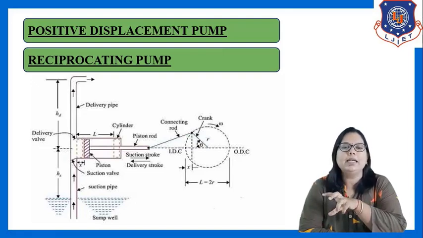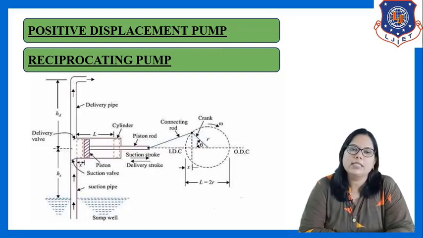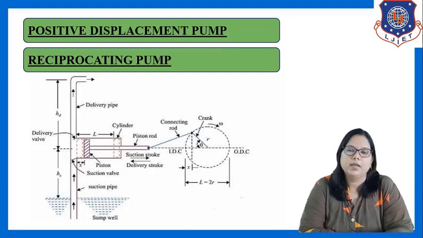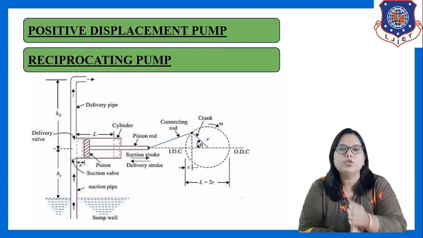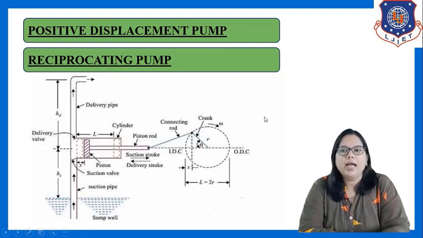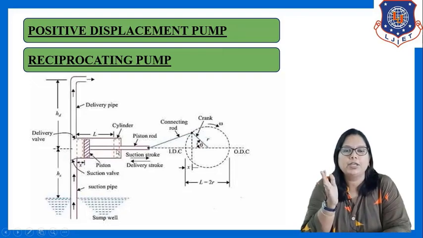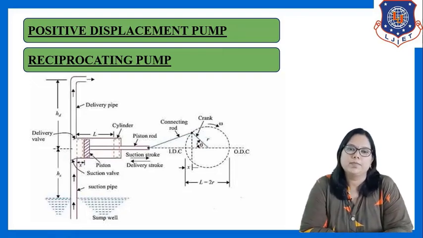And as the cylinder is now full of liquid, the suction valve closes itself. Now what will happen? The crank rotates from 180 degree to 360 degree. At that time, the cylinder is full of liquid, so there is creation of pressure, and due to that pressure, the delivery valve opens.